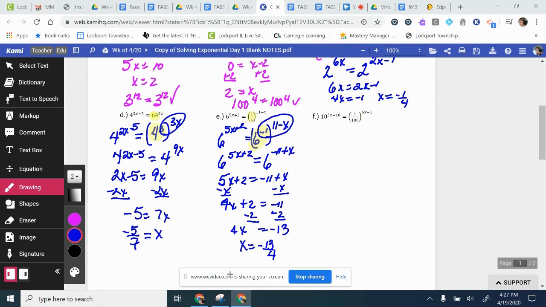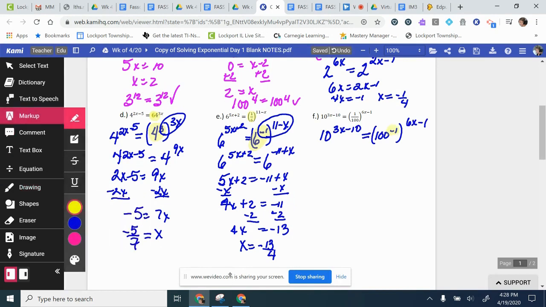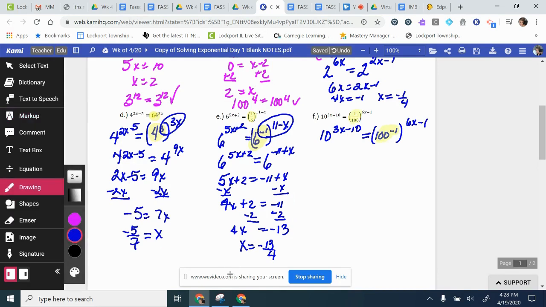We have our 10 to the 3x minus 10 and 1 over 100. You could do this all at once, but I'm going to take it a step at a time. I'm first going to rewrite like I did in the previous example. 1 over 100 is 100 to the negative 1. So these are the equivalent forms. Then I'm going to rethink 100, and that's really 10 squared.